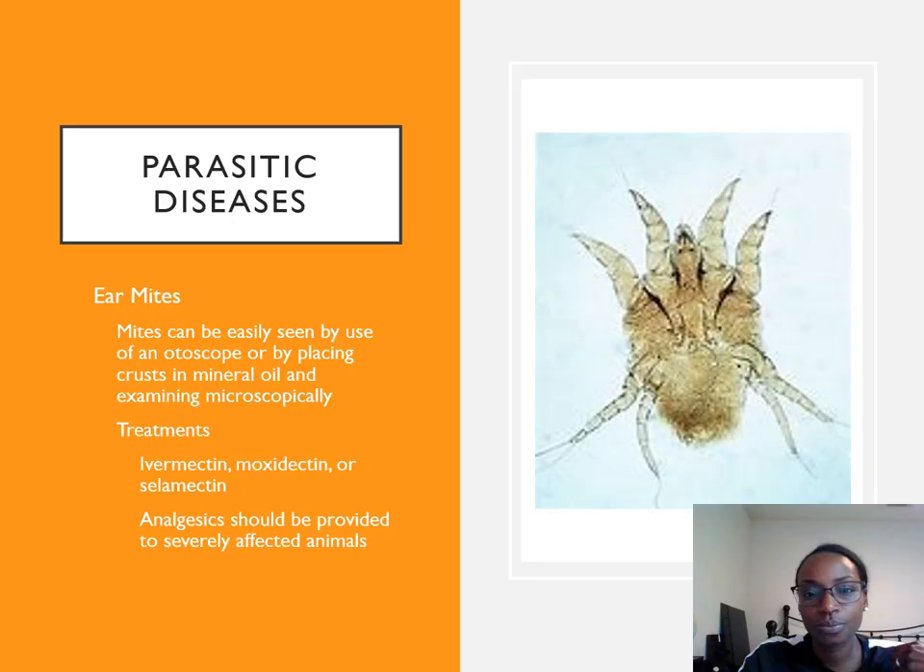All right, and here's our little rabbit ear mite. Again, we can visually diagnose this the same way we do mites on our dogs and cats, by taking some of that crusty material from down in the ear, putting it on some oil, and looking at it under the microscope. So here is the microscopic picture of our ear mite. Treatment is exactly the same as for any other parasite we would treat in dogs and cats: ivermectin, moxidectin, or selamectin. And for animals who are extremely pruritic, we might need to give them other things, analgesics especially, just to help with that pain.